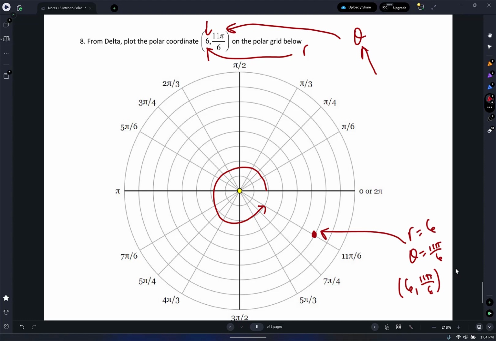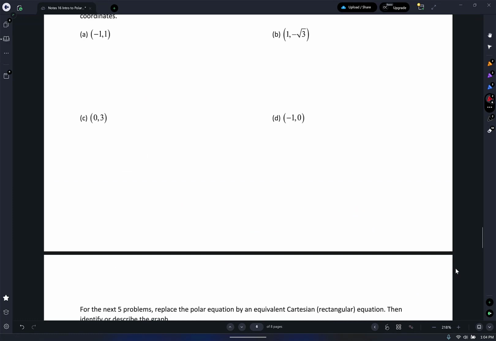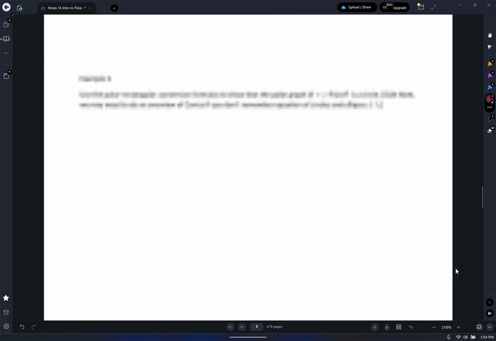And if for some reason they were to tell you negative 6, 11 pi over 6, then you would go in reverse. And it would be 1, 2, 3, 4, 5, 6. So it would be this one. But they didn't. But if they would have, negative 6, 11 pi over 6, you would have gone there like that. Because R can be negative in this one. All right, and then let's go to this page.